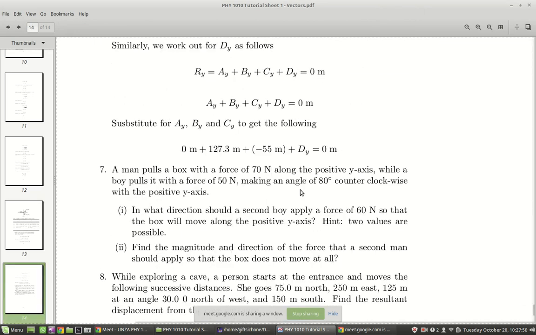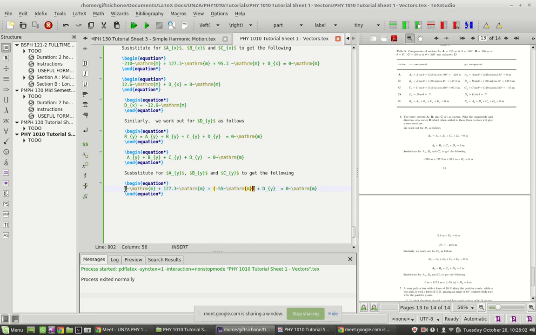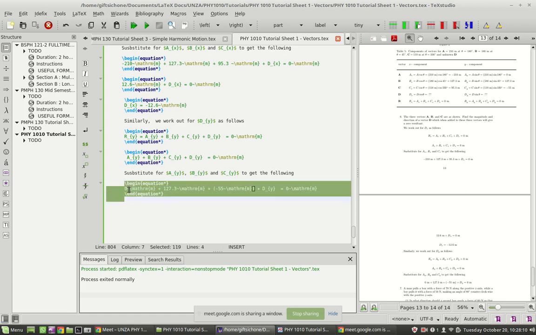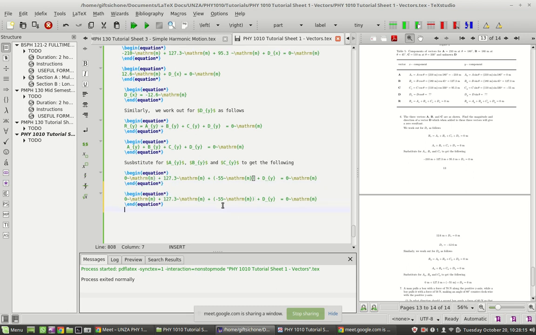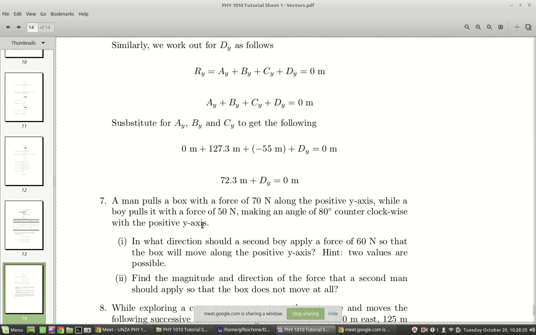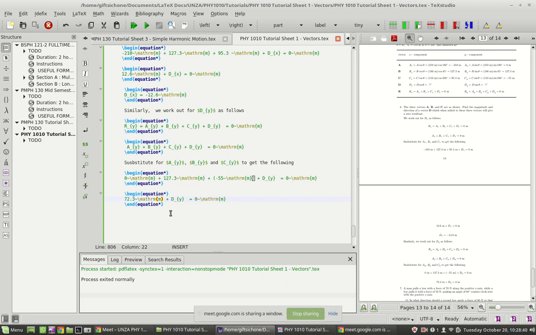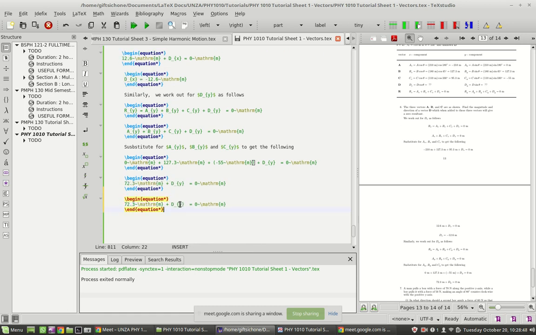There. So we have 0 meters plus 127 meters plus minus negative 55. So how much is this lot? 72.3 meters. There. 72.3 meters plus dy equals 0 meters. Therefore, how much would be our dy? Negative 72.3 meters. So dy will be negative 72.3 meters.